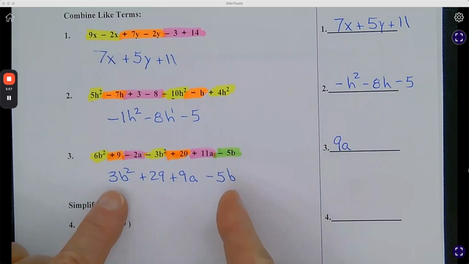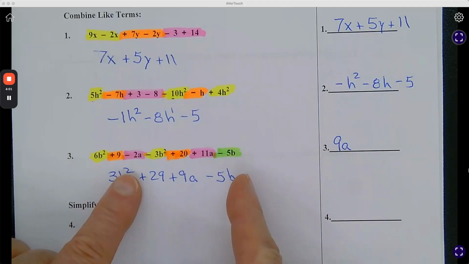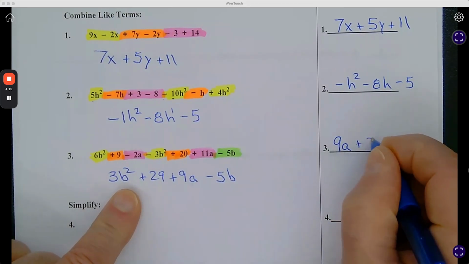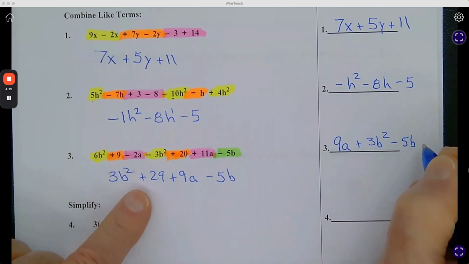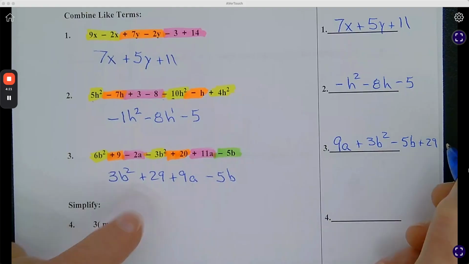Now I got two B terms. Because they have different exponents, I cannot combine them. They're not like terms. They're different categories. B to the second is not like B to the first. So I'm now going to go in descending order by exponent. So exponent of 2 is greater than an exponent of 1. And then the last thing is that constant term.